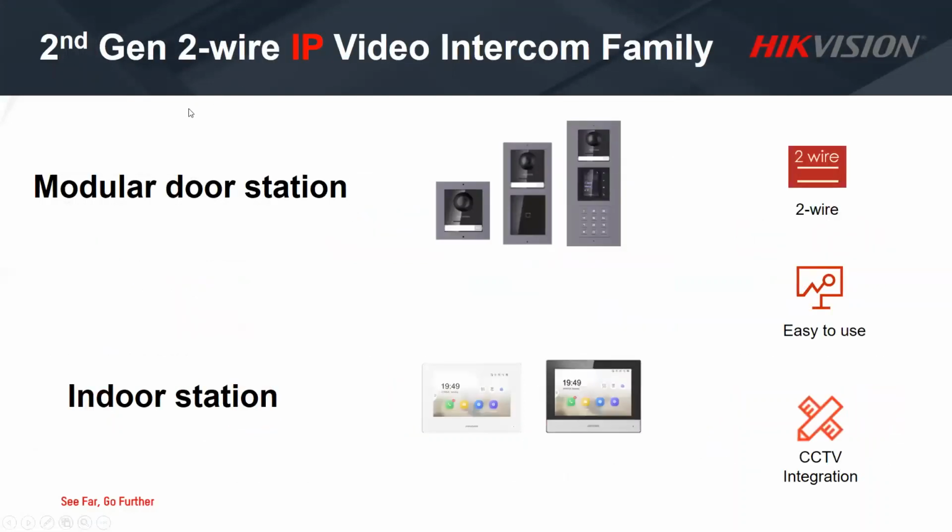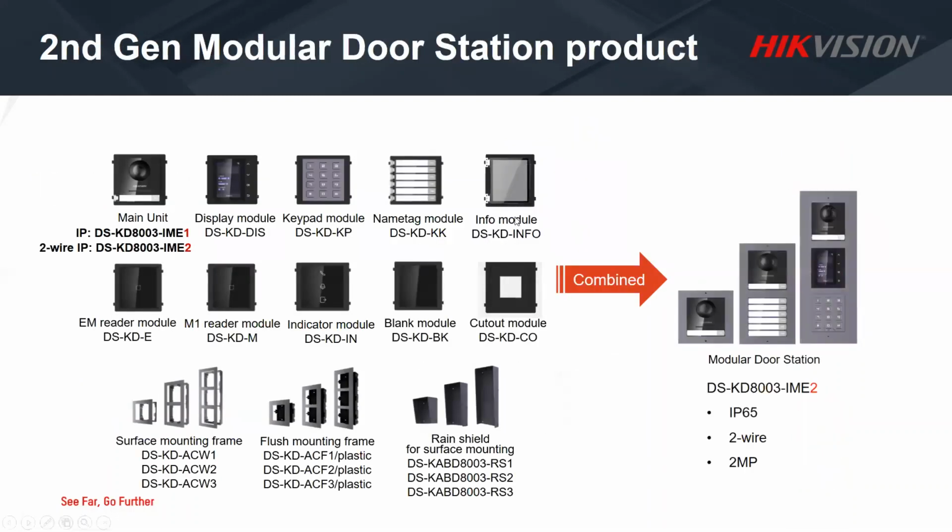Okay, and then for the 2-wire IP, a little bit of difference is in the distributor. Although for the door station, I mentioned that the submodules are the same, there's something different. This main unit has a 2 at the end for the 2-wire IP, and all of these can be used for the 2-wire IP modular door station as well.